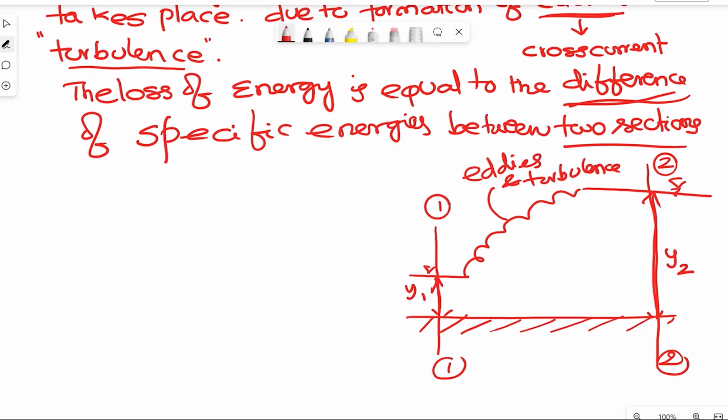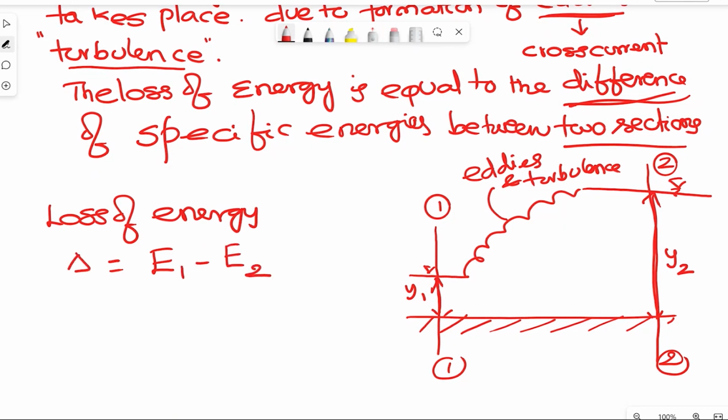So this is the additional turbulence. Now, what is the loss of energy? Let us go straight into the equation. Loss of energy is nothing but the specific energy at section 1 minus the specific energy at section 2. So what is the specific energy at section 1?